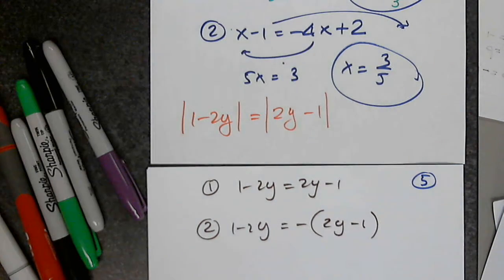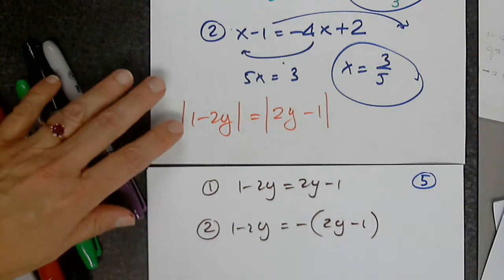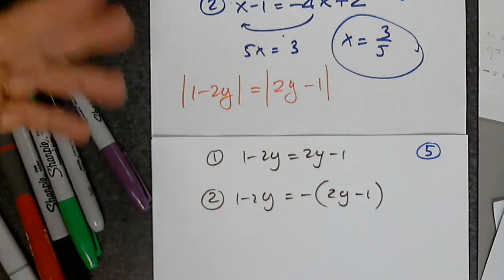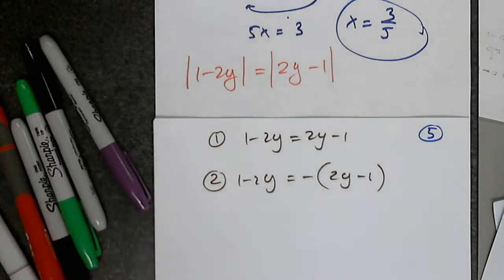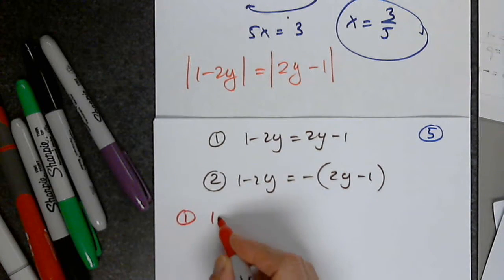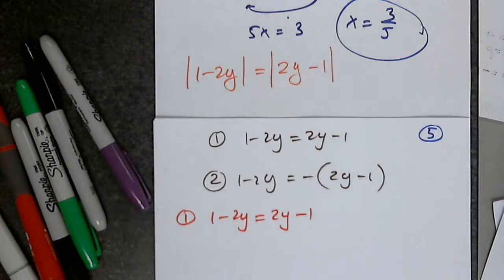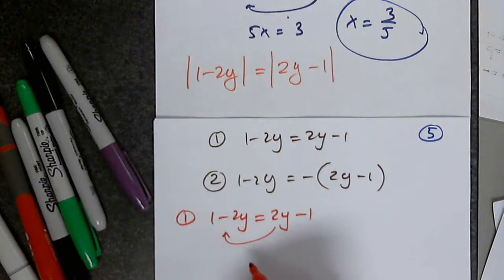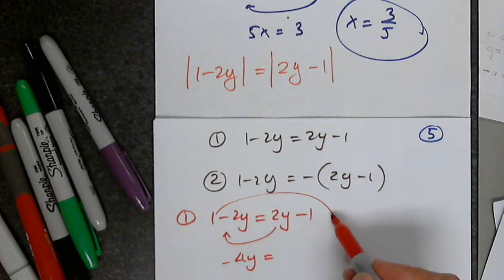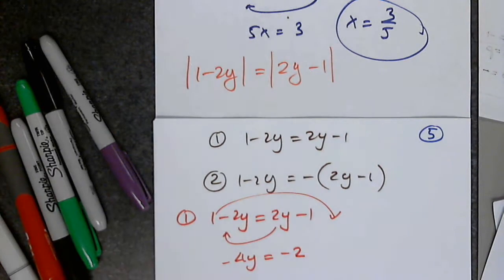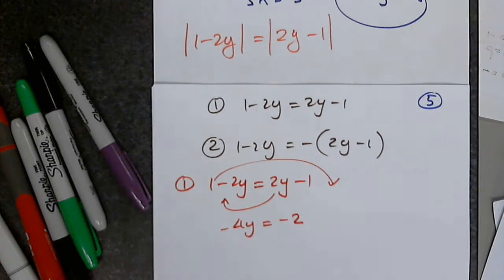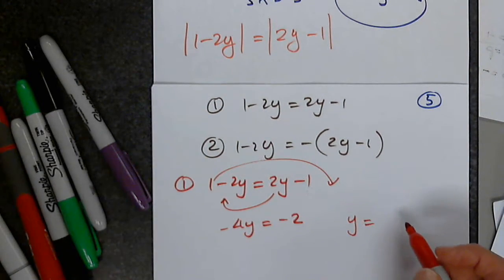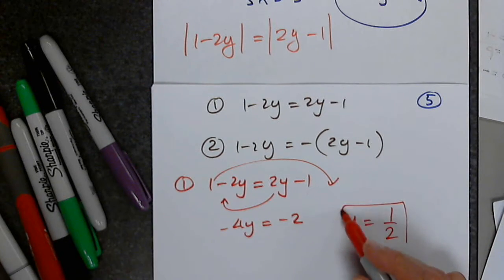Very good. Excellent. Perfect. So let's start by solving the first one. It doesn't matter, the order is not important. We established 2 different situations. You start with the one you like. Let's say we start with 1: 1 minus 2y equals 2y minus 1. I want to bring y to one side. I prefer the left. You can solve it the way you like. Negative 4y, and I bring 1 to the other side and I get negative 2. And the answer is y equals negative 2 over negative 4, or 1/2.